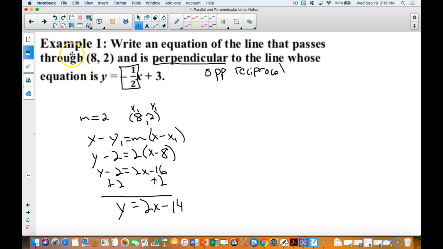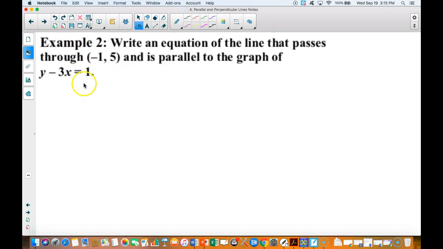So let's take a look then at an example where we have to find an equation of a line that is parallel. We want parallel here. So parallel tells me I want the same slope as the line in question.